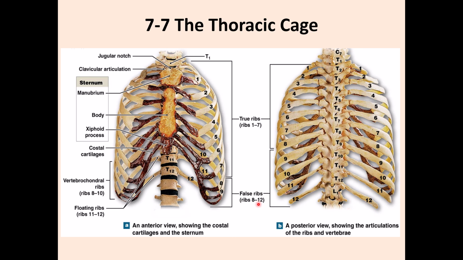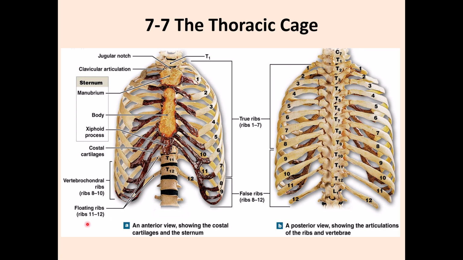False ribs are divided into two different types of ribs. One is called vertebrochondral ribs, so it's coming from the vertebrae. This is rib 8 to 10. They come back and they fuse and they have only one cartilage here. So they do not have individual cartilages. They have just one cartilage, and that cartilage goes and attaches to the sternum. So this one is called vertebrochondral. That's part of the false ribs.